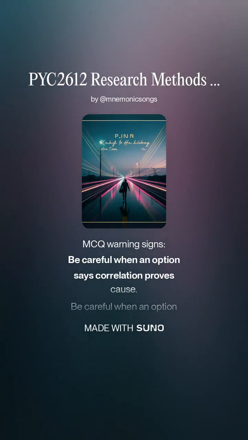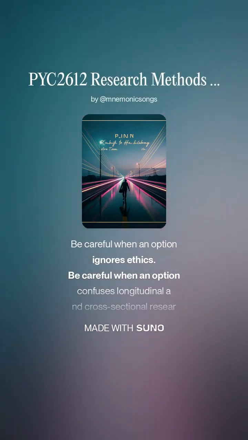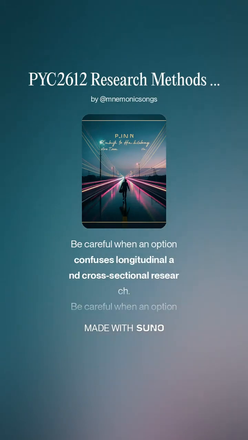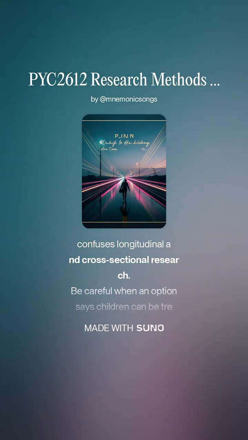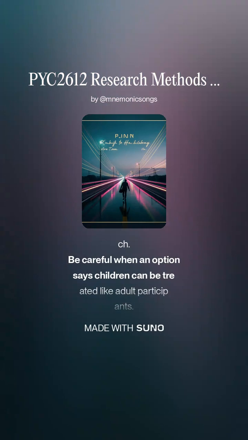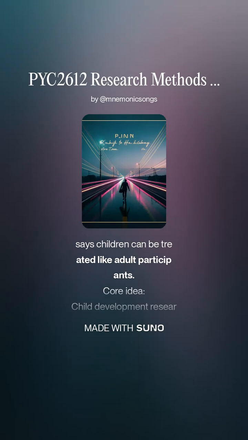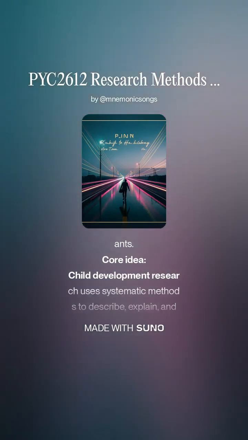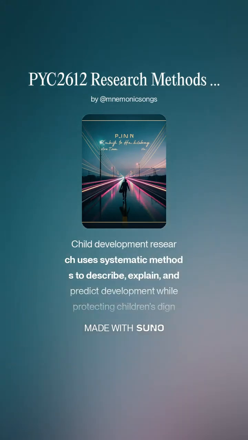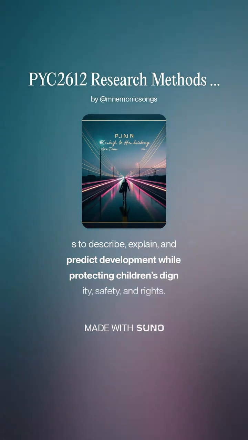Be careful when an option says correlation proves cause. Be careful when an option ignores ethics. Be careful when an option confuses longitudinal and cross-sectional research. Be careful when an option says children can be treated like adult participants. Core idea: child development research uses systematic methods to describe, explain, and predict development.